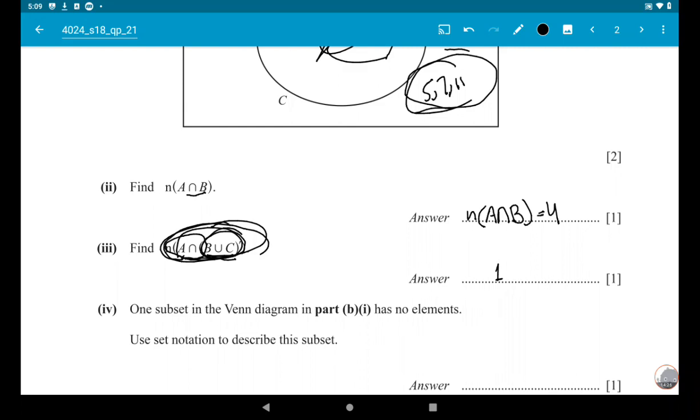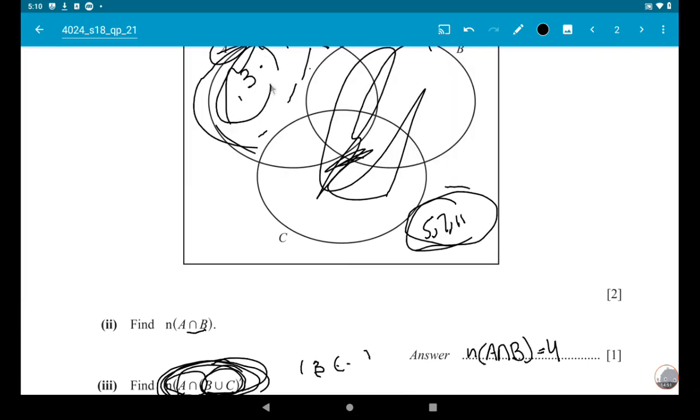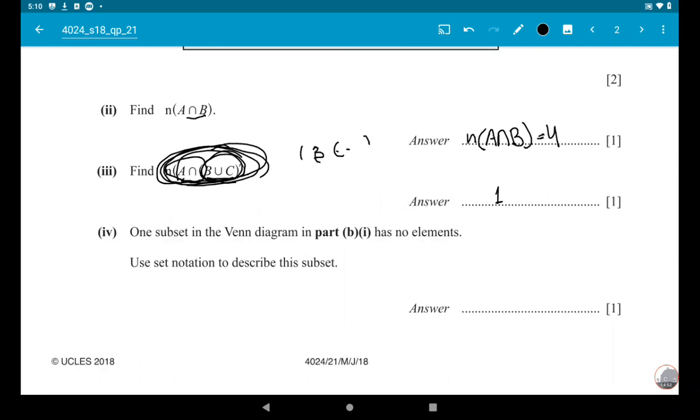But the confusing point is A intersection B. I would suppose, I would think this is the answer. Maybe 3 is the common number between them. No, according to this statement, only 3 is remaining. That's why the answer is 1.